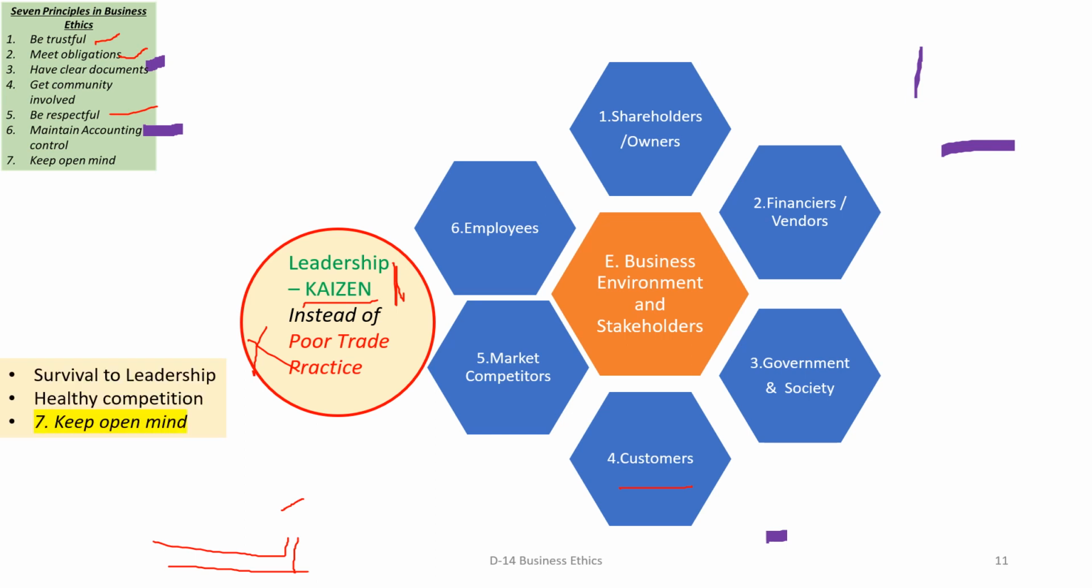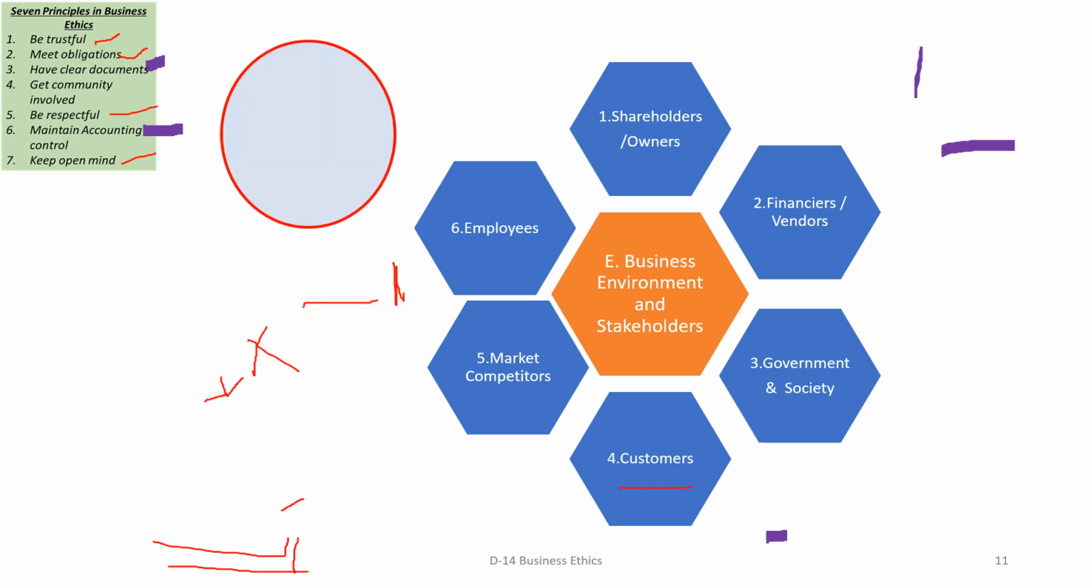And what does the ethical system have? Keep an open mind. Always study the market. Don't conclude. Don't be judgmental. Keep improving your processes. Work for a healthy competition. And you should move from survival to leadership. Survive today and tomorrow work to become a market leader. And competitors taken care of.